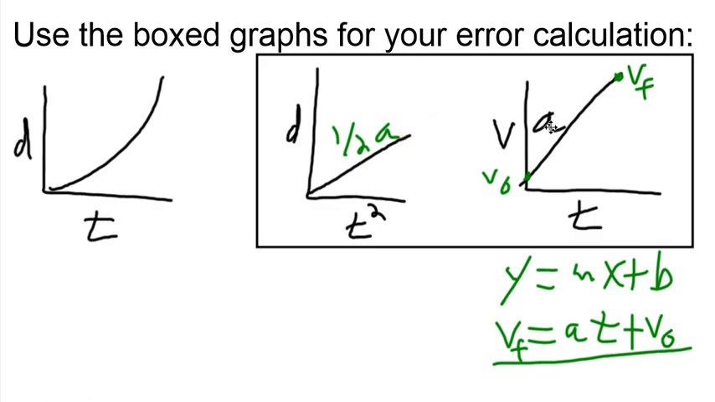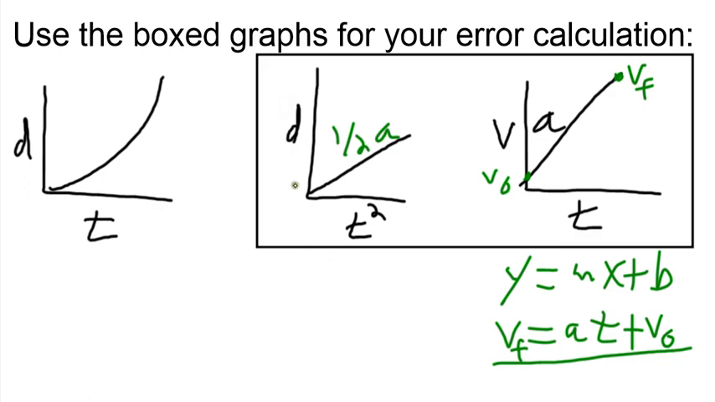And this is how you're going to calculate your error. What you will do is multiply the slope value from your dt squared by 2, and then you'll do your percent difference calculation between those two a values. So in this case, with our lab, we are finding our acceleration through our vt graph and our dt squared graph, and then comparing those two values to see how well we did with our lab.